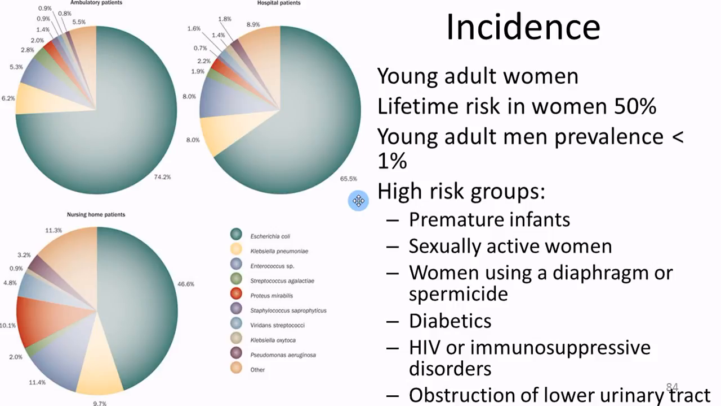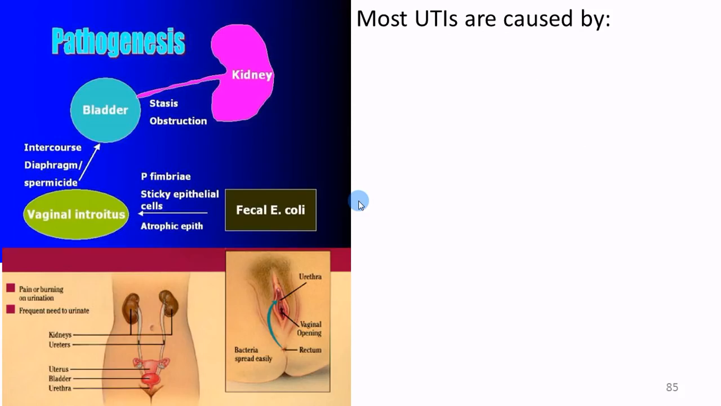Diabetes can do that. Think of all the sugar that goes into the urine. That's like a buffet for bacteria. Immunosuppressed, so if the bacteria gets in there, your body can't handle it. And then lower tract obstruction, so that the bacteria only has one way to go, which is up.